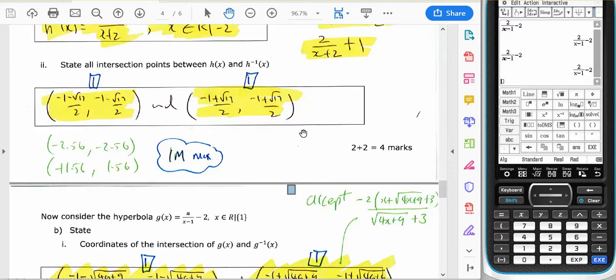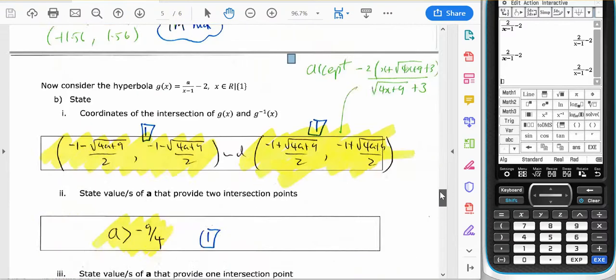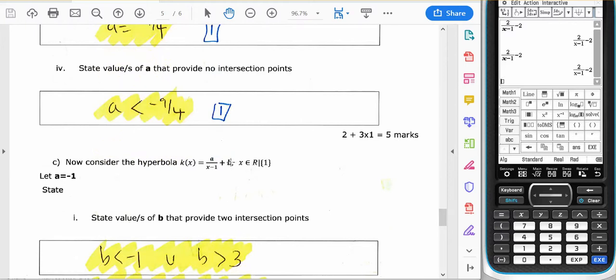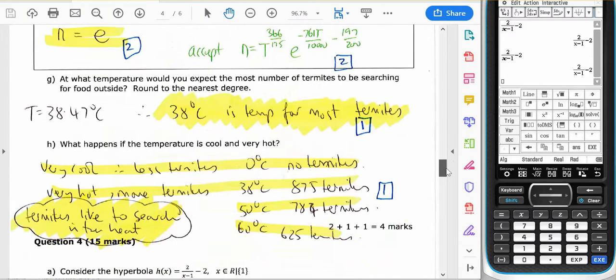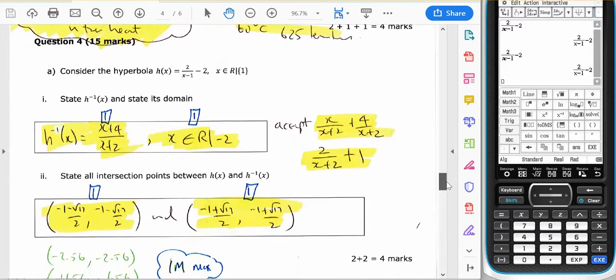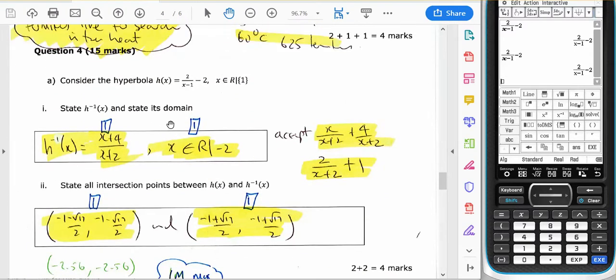And then it changes further in the question when we're considering b, and when a equals -1, when a equals +1. And we're looking at intersections of the hyperbola with its inverse. So I'm looking for its inverse. So here I have my hyperbola. I'm going to make that equal to y, make it equal x. I'm going to replace the x with y, and I'm going to solve for y.